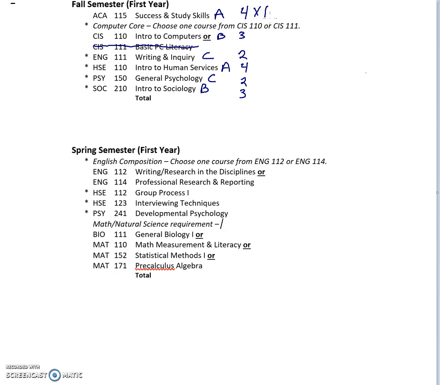So ACA 115 is 1 credit hour, CIS 110 is 3 credit hours, English 111 is 3 credit hours, HSE 110 is 3 credit hours, Psych 150 is 3 credit hours, and Soc 210 is 3 credit hours. We'll then do the multiplication. 4 times 1 is 4, 3 times 3, and so on.